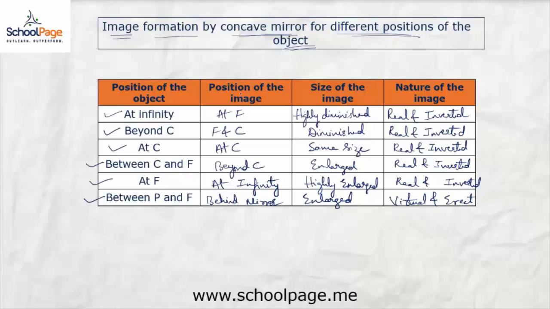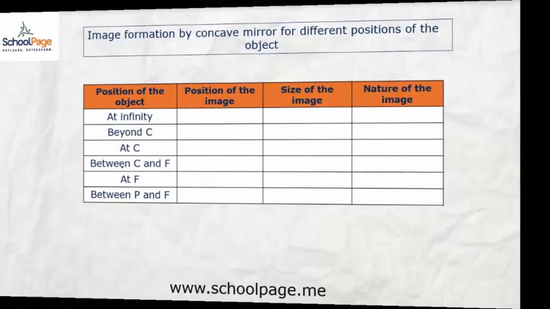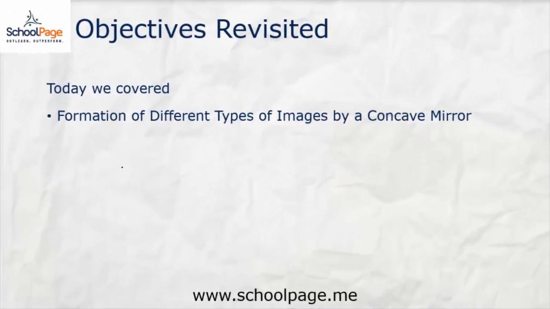So this table gives the clear understanding about the position, size, and nature of the image when the object was placed at different positions in front of a concave mirror. After watching this video, you should have understood the formation of different types of images formed by a concave mirror.